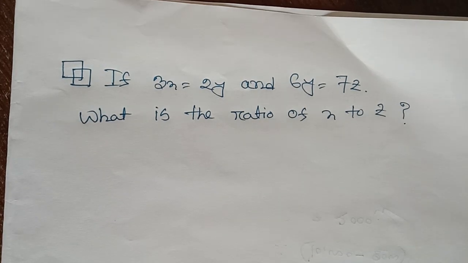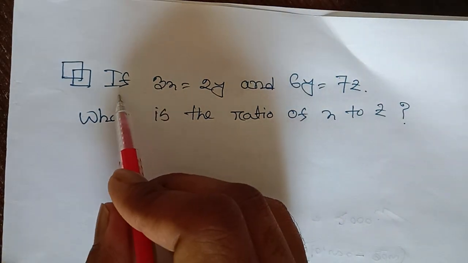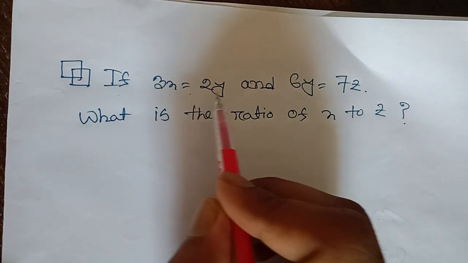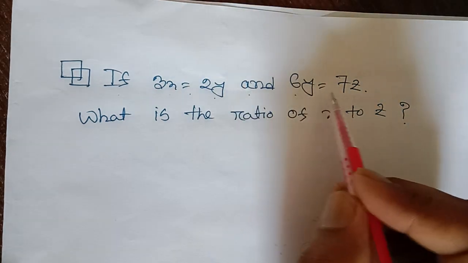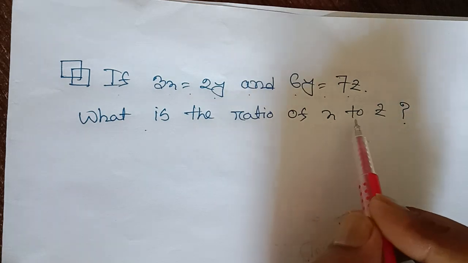In this video I am going to show an interesting solution. So let's see this question. If 3x is equal to 2y and 6y is equal to 7z, what is the ratio of x to z?